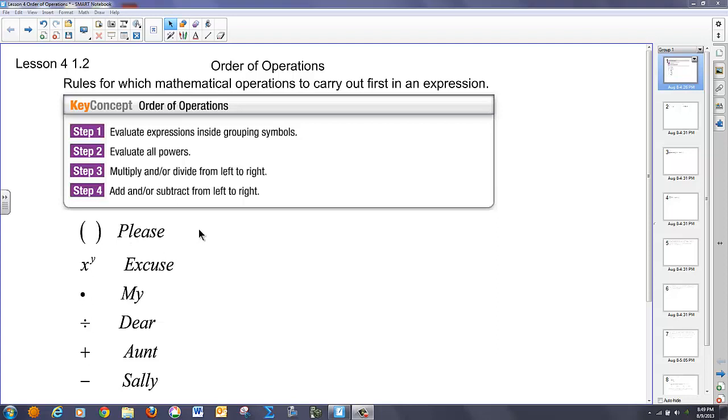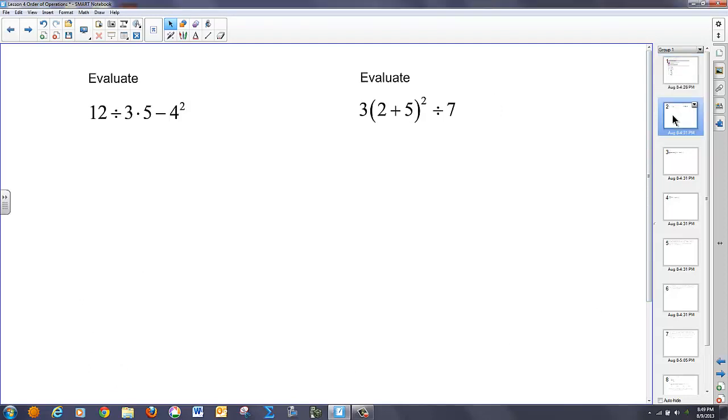The common acronym or phrase that's used for order of operations is "please excuse my dear Aunt Sally," which refers to P for the parentheses, E for exponents, M for multiplication, D for division, and you do those from left to right, and then addition and subtraction. So one way to remember it.